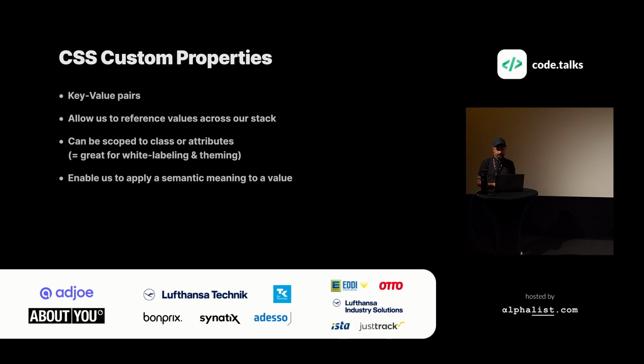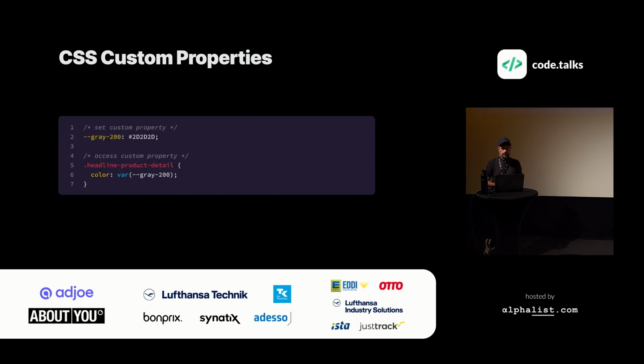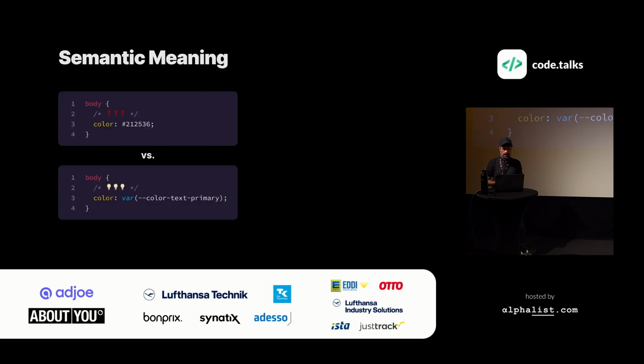Custom properties are key value pairs. And as I said, you can reuse your values across your application or your tech stack. One thing I really like about custom properties is they allow you to apply some semantic meaning to your values. I will show this later on because this is an important concept when talking about design tokens. So this is a basic example. You would define your gray 200 color tone somewhere in a global CSS file probably, and then reuse it whenever you need it. And that's what I meant with semantic meaning.